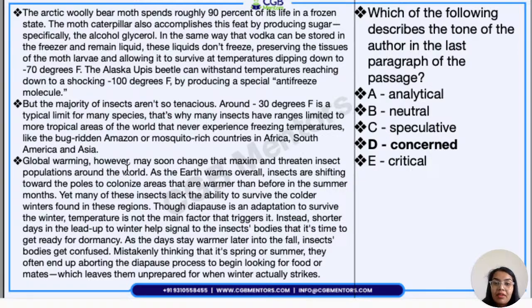Global warming, however, may soon change the maxim. As the earth warms overall, something happens, yet many of the insects lack the ability to survive. Though diapause is an adaptation to survive the winter, temperature is not the main factor. It's so much of concern, so much of worry you can sense in the tone, and it was just the last passage tone, not the tone of the overall passage. You have to be very, very careful when you solve such a question. Okay, so I hope this one is clear.